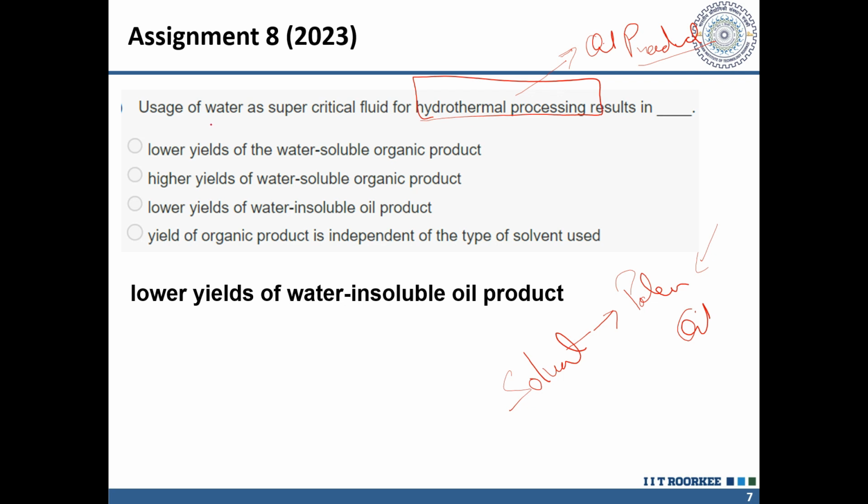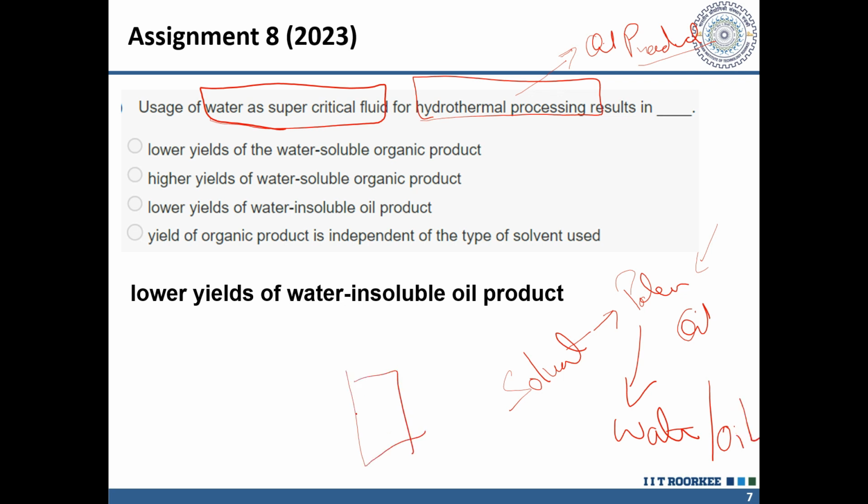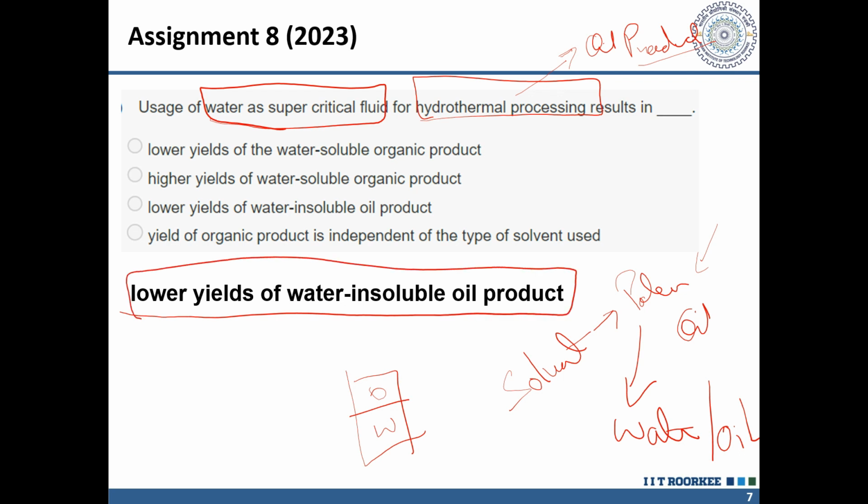But what if we use water as a supercritical fluid in this process? What if the polar solvent in this is water? Water and oil, we know that these two things do not mix. It will form a phase separation of oil at top and water beneath it. So water cannot solubilize oil. Therefore, there will be a lower yield of water insoluble oil products because less amount of water insoluble oil will be extracted from the product.